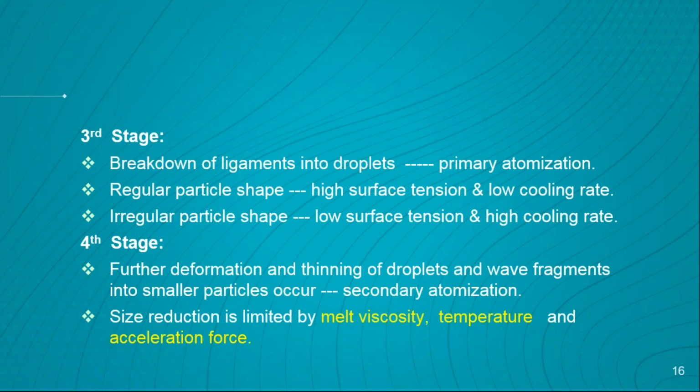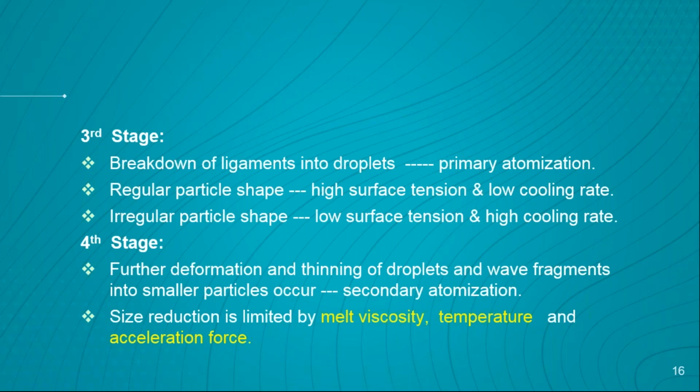shapes result from high surface tension as well as low cooling rates, and there might be a chance of irregular particles also being formed in the third stage, with low surface tension and high cooling rates. And in the fourth stage, further deformation or thinning of the droplets and wave fragments into smaller particles can occur, which is the secondary atomization process.